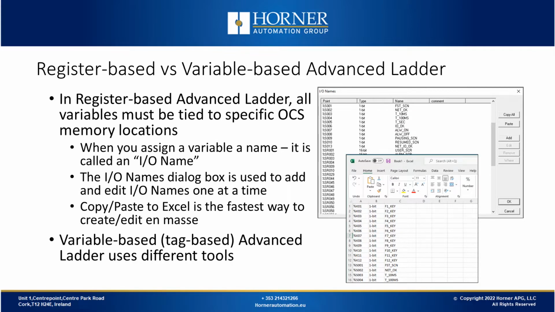Before we look at tag-based, or what we call variable-based advanced ladder in Cscape, first we'll look at register-based advanced ladder because that's the version of Cscape that's been around the longest. In register-based advanced ladder, all variables that you create must be tied to specific OCS memory locations. The tool for naming your variables in register-based advanced ladder is called the IO_name dialog box, and when you assign a variable a name, it's called an IO name. When you want to work on many variables at once using a tool other than Cscape, then copying and pasting from the IO names window to Excel or another spreadsheet program is the quickest method.